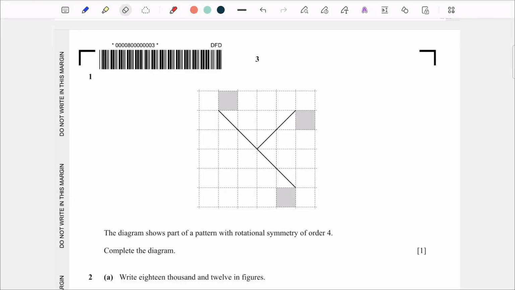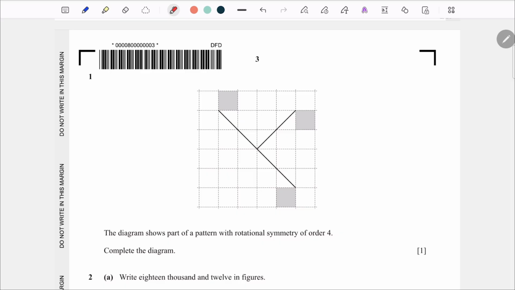This is May-June 2025, paper 2-2. Question 1. The diagram shows part of a pattern with rotational symmetry of order 4. Complete the diagram. Rotational symmetry of order 4 basically means that this shaded box should appear a total of 4 times in this diagram.